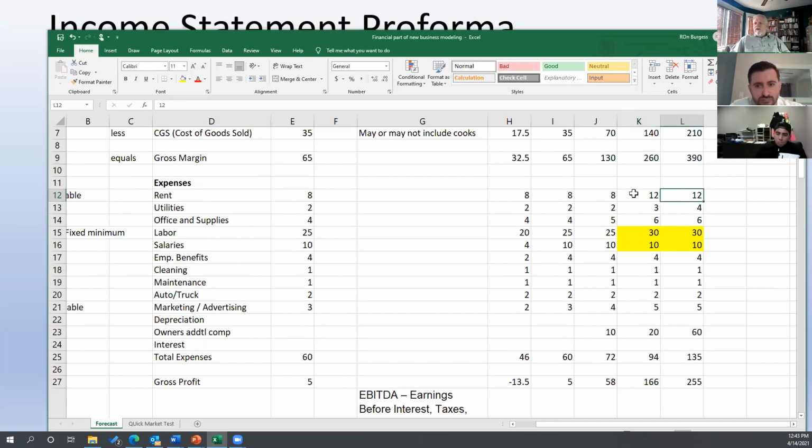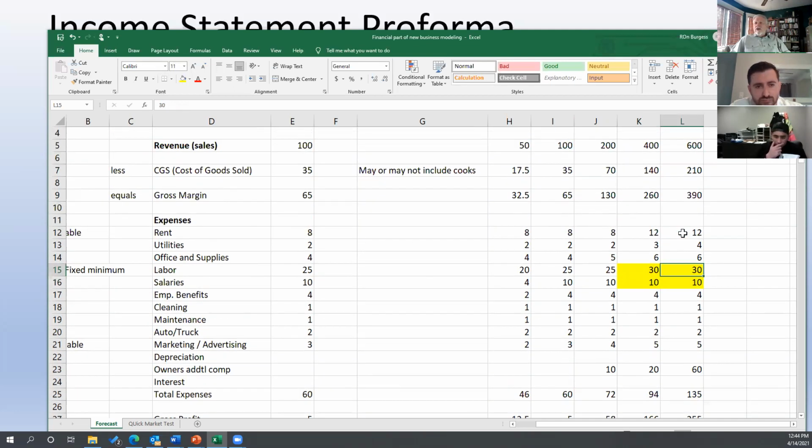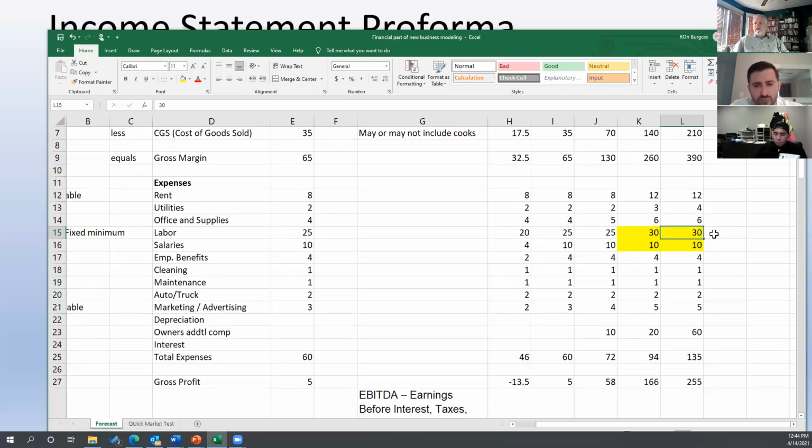Here's where the variable rent kicks in, so you've got more rent. Here you have some additional labor. I have pushed this up, but it does level off. If this were a restaurant, you may hit 600,000, and you may be hitting your seating capacity. You may have little room for growth. It's hard to say. Depends on your physical plant.